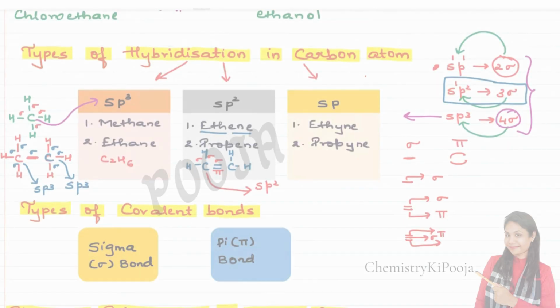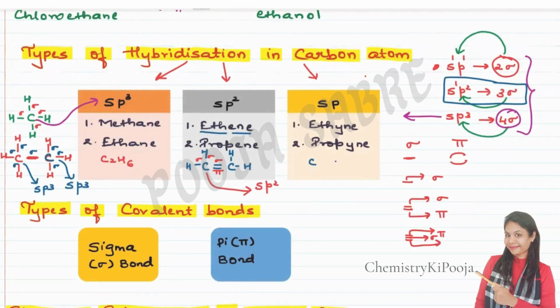Coming to now ethyne. Eth means 2 carbon, 1, 2. Yne means triple bond, so triple bond I have put. Now coming to the first carbon, it has 1 hydrogen because 3 bonds are already present, and then 1 hydrogen, 3 bonds are already present.